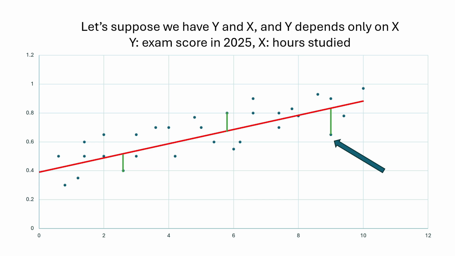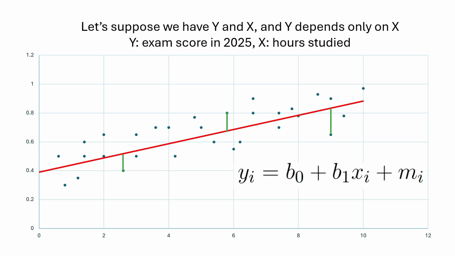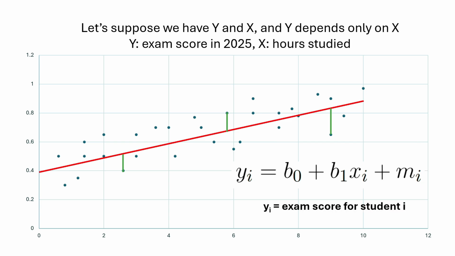To achieve that goal, we can start by using this equation. Yi is the exam score of student i, B0 is the intercept of the red line, B1 is the slope of the red line, and Xi represents the hours that student i spent studying for the exam. So hopefully it's clear that this portion represents the red line. This portion gives you the red line if you plug in for different values of X.